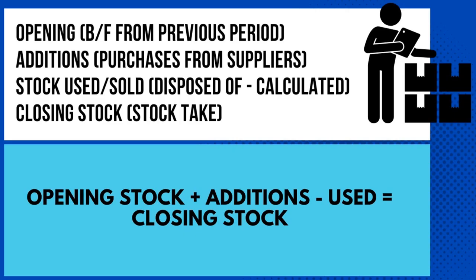So you'll have the opening stock, the additions, and the closing stock. And the calculation is this below. The opening stock plus additions minus stock used equals closing stock. Now that's the stock calculation, and it's kind of an odd calculation because we're likely to have the opening stock, the additions, and the closing stock.